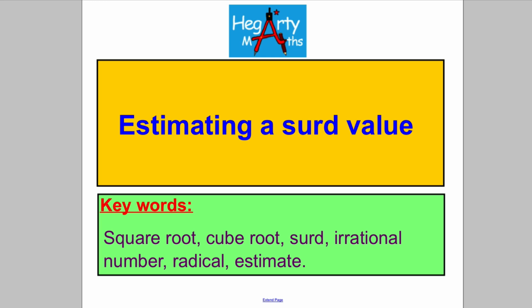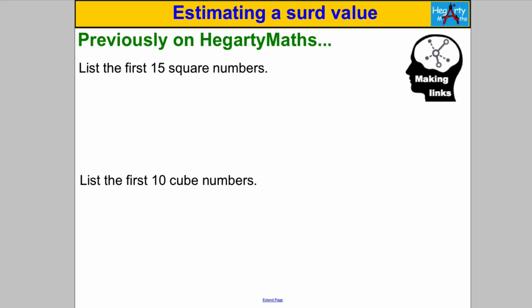It's Mr. Hegarty here, and in this video we're talking about estimating a surd's value. So to start with, let's list the first 15 squares and list the first 10 cube numbers. It's essential knowledge for everything we're doing, and I want to continually test you on it so that you're absolutely familiar with the squares and cubes. So pause and write them out.